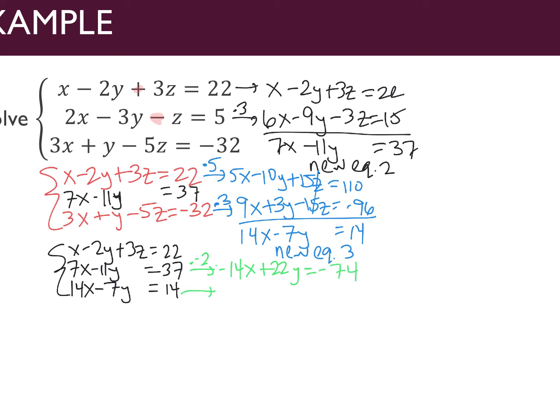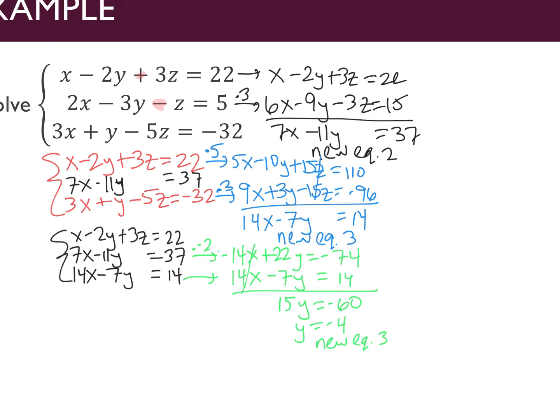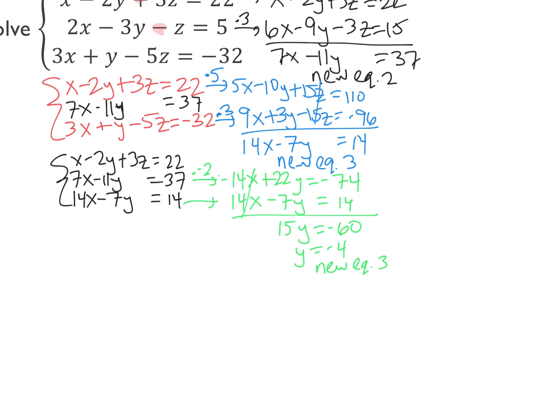And recopy equation 3. X's cancel. We know 22 minus 7 is 15 equals negative 60, and we get y is equal to negative 4. That is our new equation 3. So I'm going to copy my system.